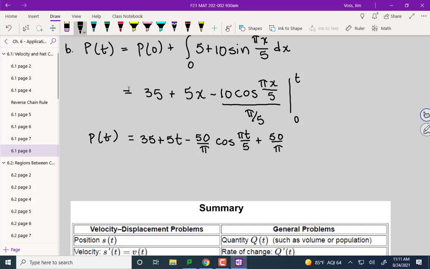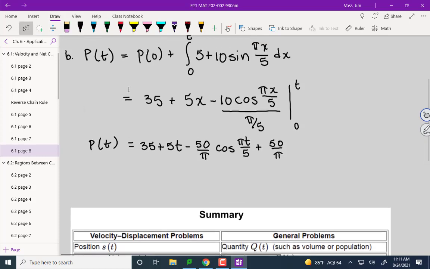Everyone good with that integration? So again, using reverse chain rule, plugging in both limits of integration, we subtract off the lower limit. 5 times 0 is 0, cosine of 0 is 1, so we're subtracting off 10 over that, which means adding. Flip that, we get 50 over pi.